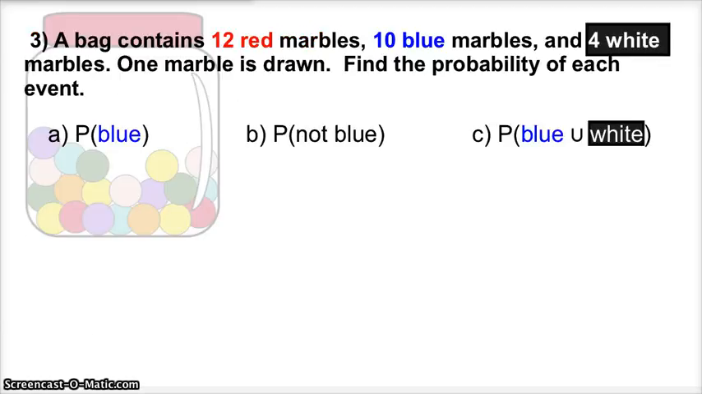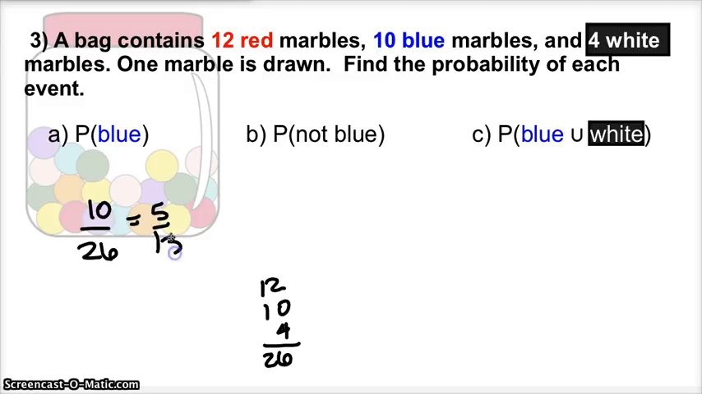Some more examples. It says a bag contains 12 red marbles, 10 blue marbles, and 4 white marbles. 1 marble is drawn. Find the probability of each event. Well, 12 and 10 and 4 is 26 total possibilities. So the probability of you choosing a blue out of 26 is 10 out of 26, and then reducing that fraction. The probability of not blue would be your red and your white, so there would be 16 out of 26, which is the same as 8/13.